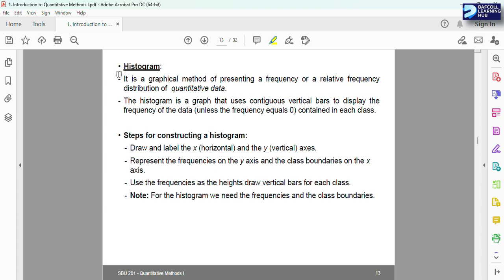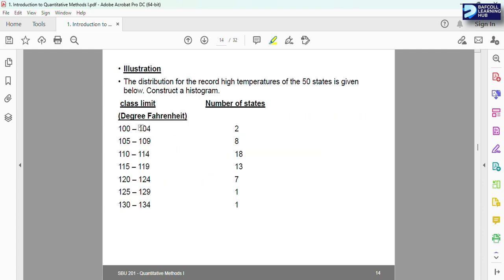Okay, so as you can see over here, it's a graphical method of presenting a frequency or relative frequency distribution of quantitative data. The histogram is a graph that uses continuous vertical bars to display the frequency of data. So with these, it uses continuous vertical bars, meaning there are no spaces between the bars which represent the frequencies. So we've been given this data over here. Alright, we have the class limit and the number of states.